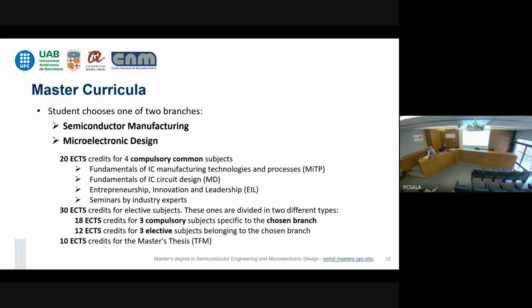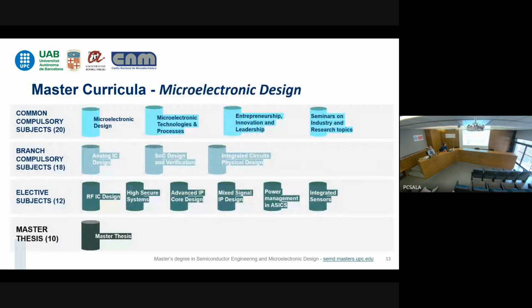And actually, of these 30 credits, 18 are compulsory. So if you take microelectronic design, there are 3 courses that you must take. And for the other branch, there are 3 different courses. And then after that, you can choose a number of electives, 3 courses from a catalog of, I think, 6 electives for each branch. And the master ends with a master thesis, which in this case is 10 credits.